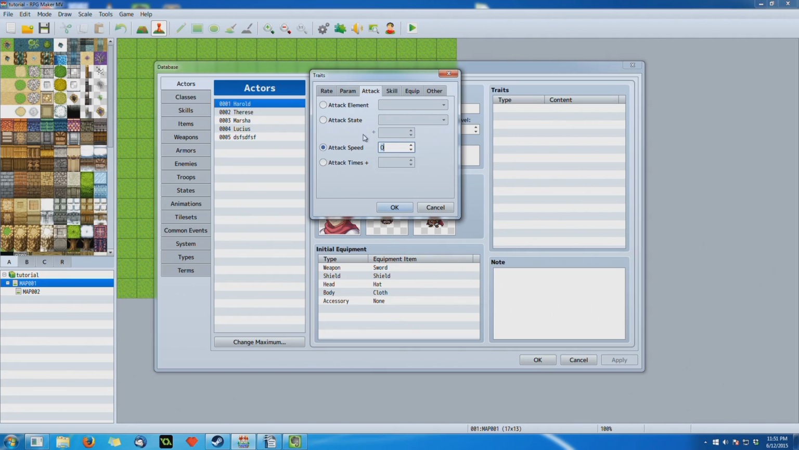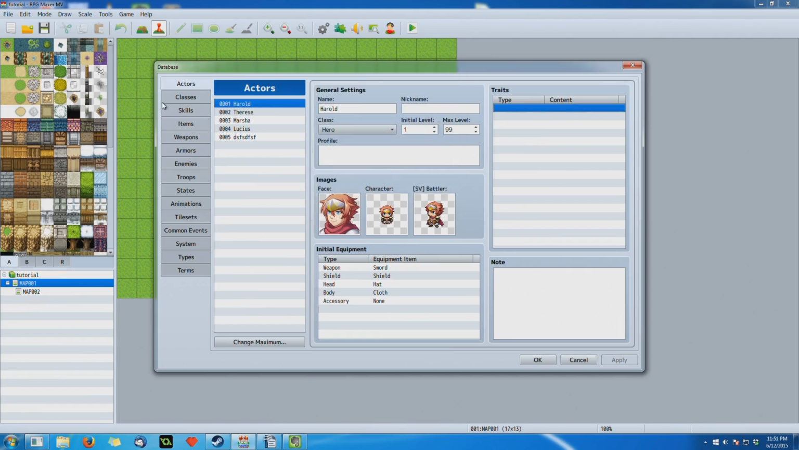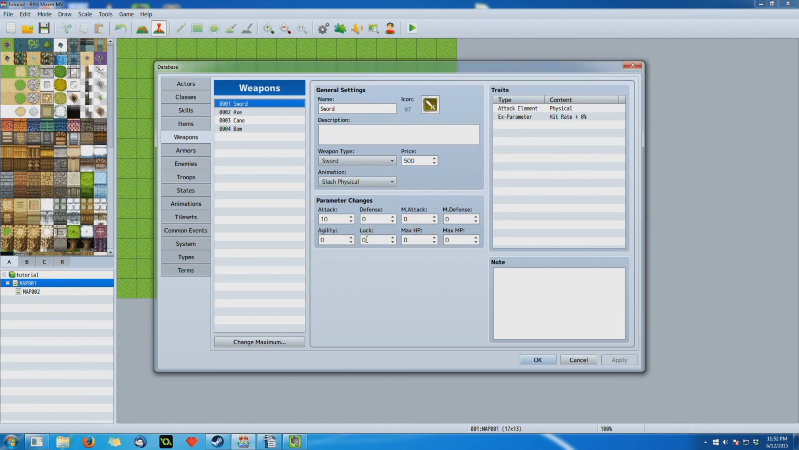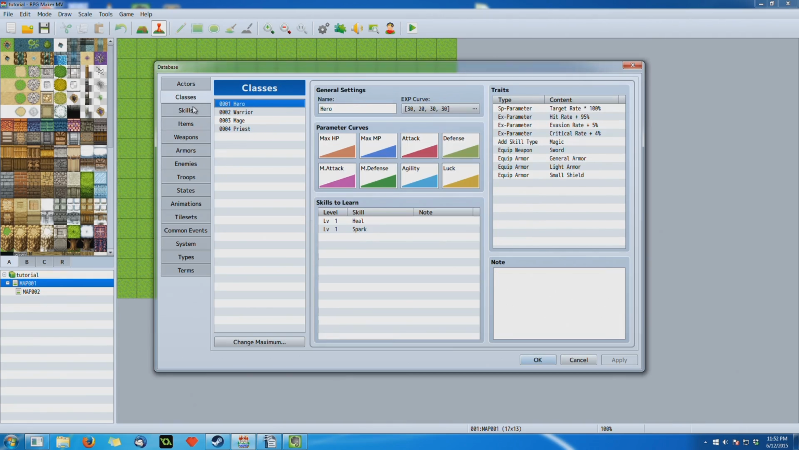Weapons and skills also add to agility. I'll show you right here. They have speed and you can add stats to agility here, so just keep that in mind as well.